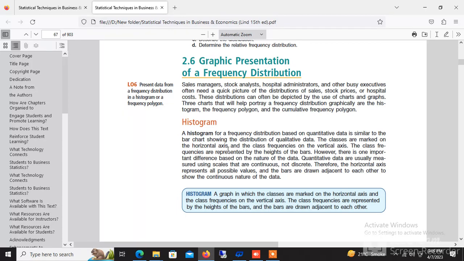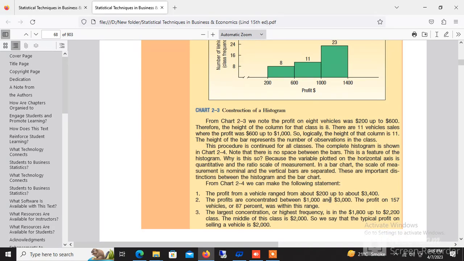A histogram is a graph in which the classes are marked on the horizontal axis and the class frequencies on the vertical axis. The class frequencies are represented by the heights of the bars, and the bars are drawn adjacent to each other.